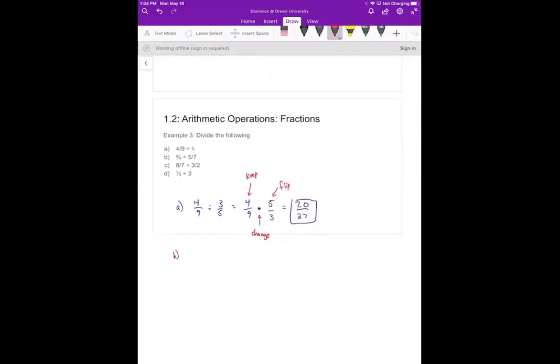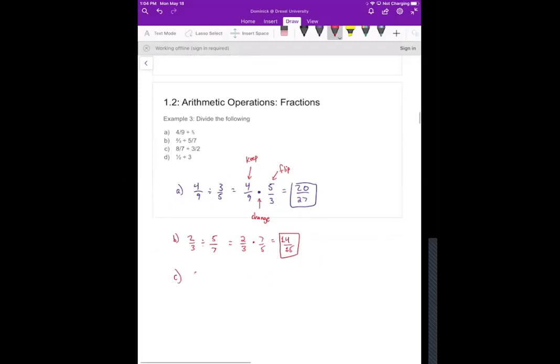Right? In part B, we have 2 over 3 divided by 5 over 7. So we'll keep, change, flip this. We have 2 over 3 times 7 over 5, and we'll get 14 over 15. Okay. For part C, we have 8 over 7 divided by 3 over 2. So we'll change this to 8 over 7 times 2 over 3, and we get 16 over 21.